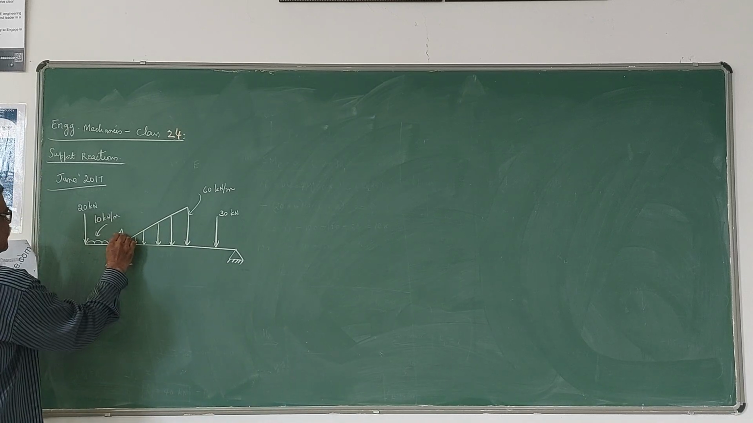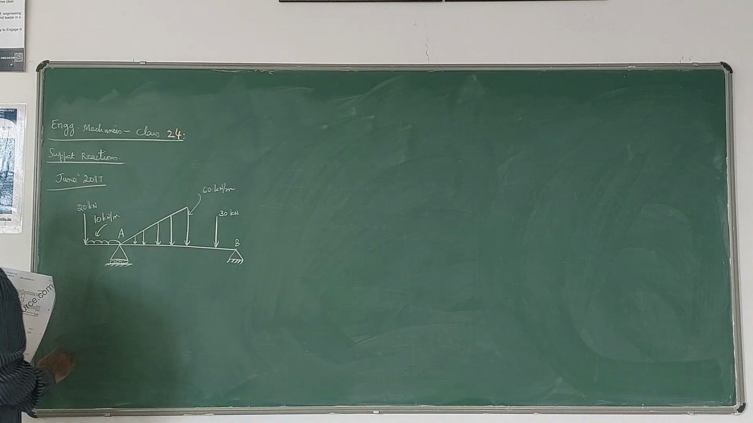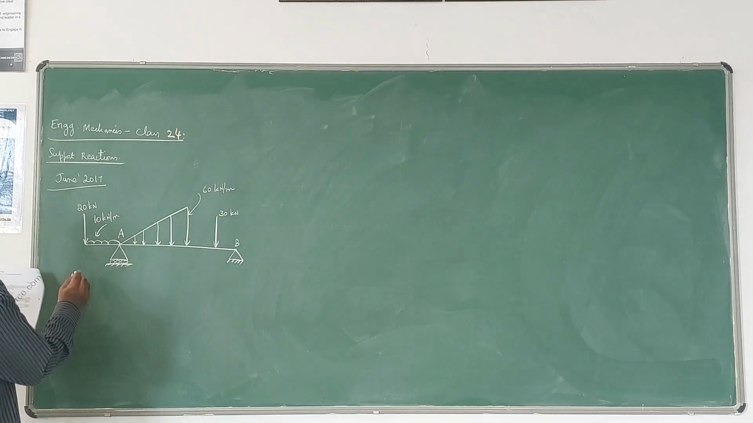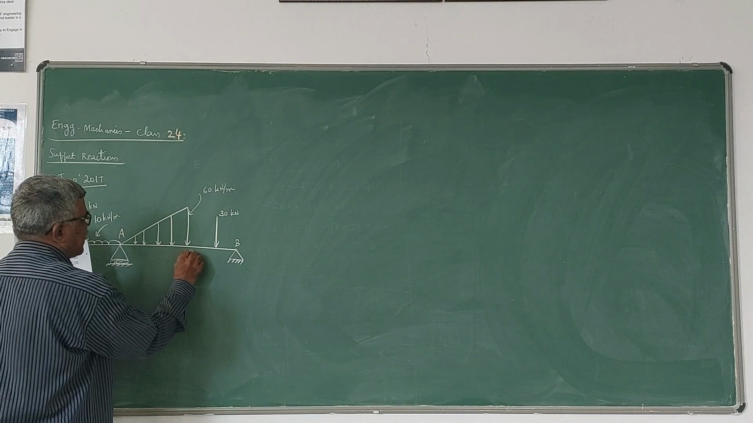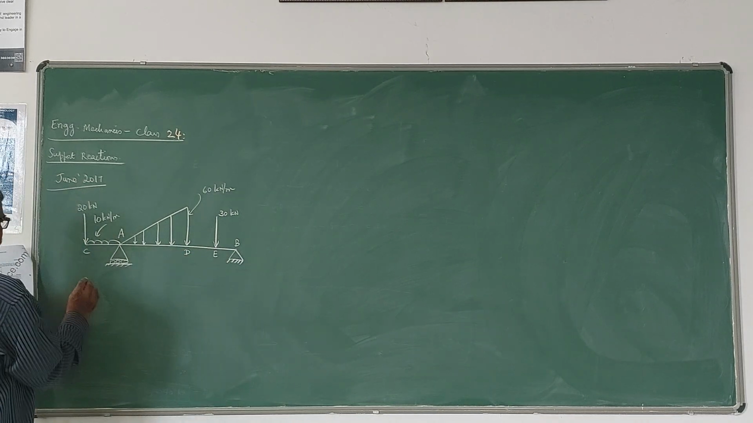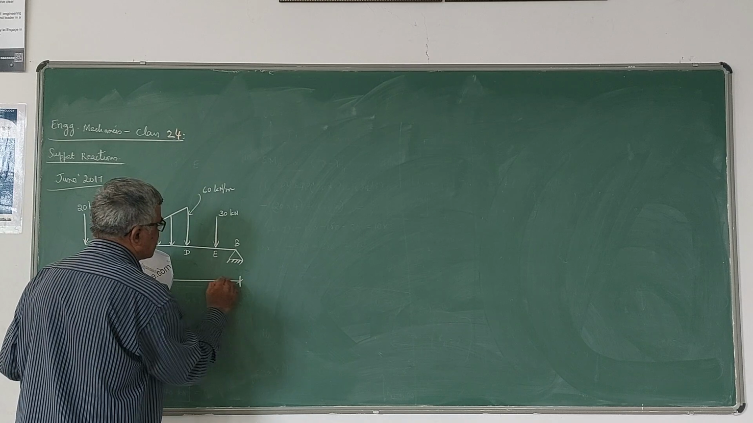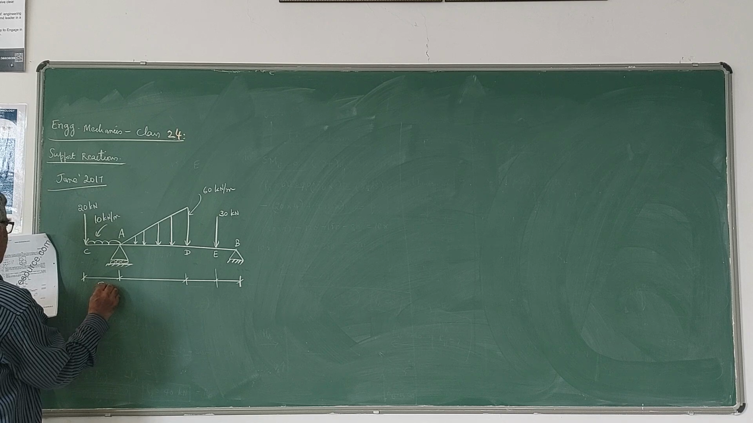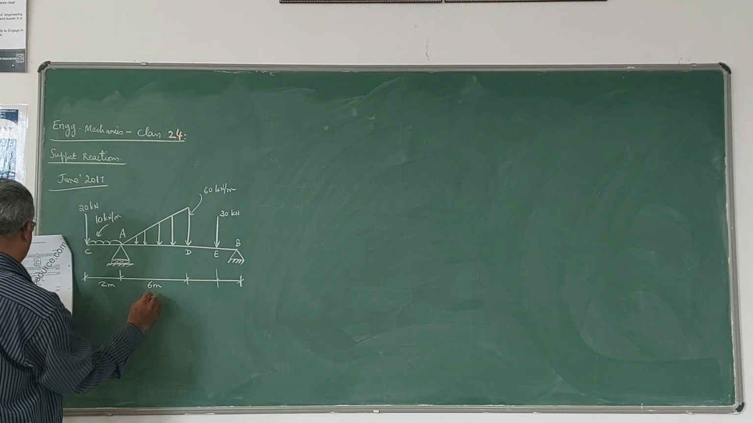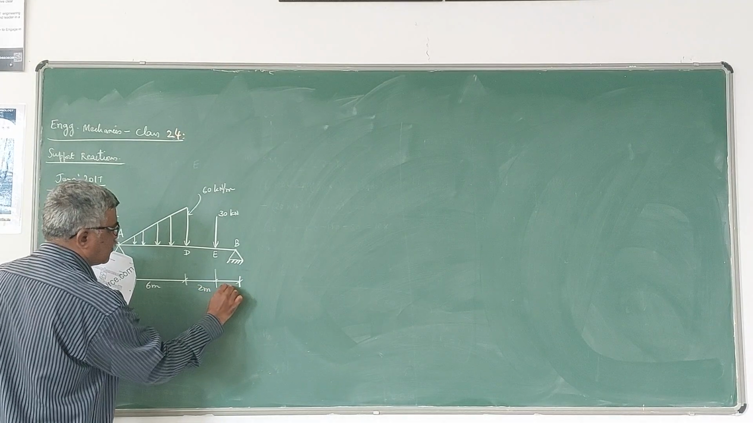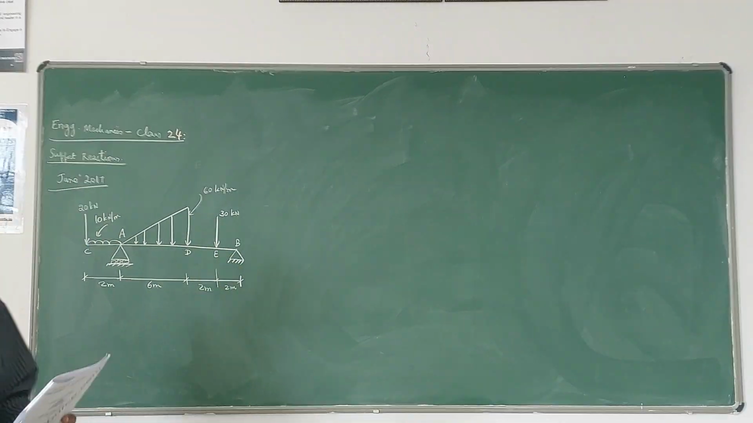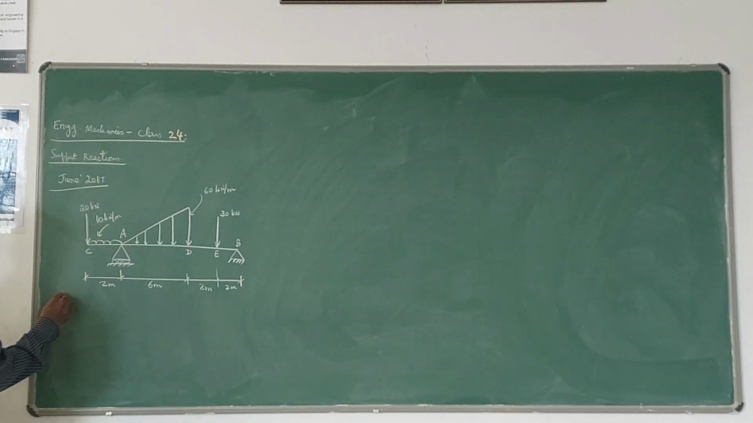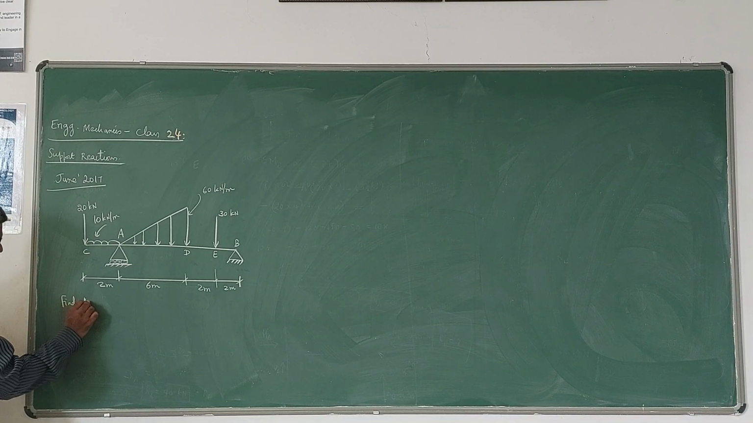This is A, this is B. So A and B are the supports. A is a roller support, B is a hinge support. I will take this as C and this as D. Now the distances are given like this: 2 meters, 6 meters, 2 meters, 2 meters. This is the given problem. So we have to find the support reactions here.